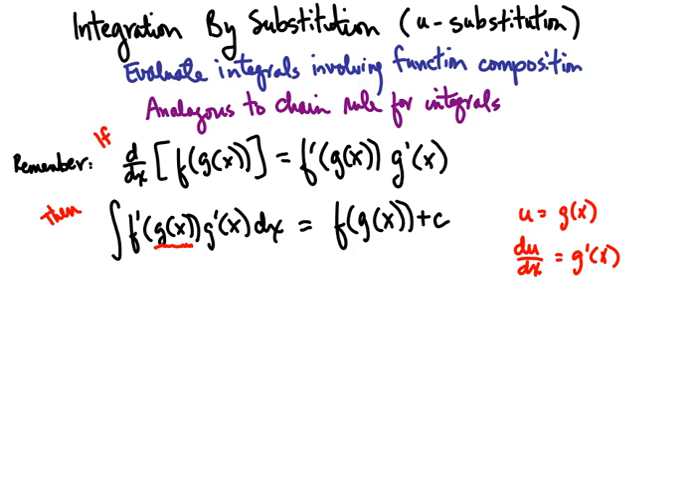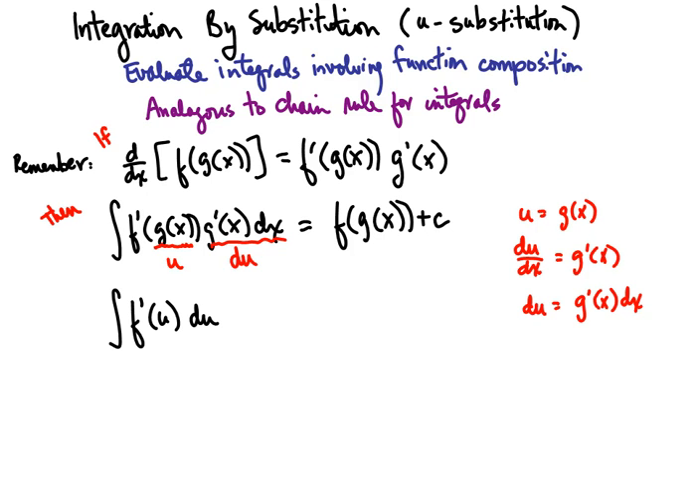And if we solve for du, now notice back in the original integral of f prime of g of x times g prime of x dx, we now have g prime of x dx is equal to du. And if g of x is equal to u, we have now simplified that big long expression, f prime of g of x times g prime of x dx, down to just the integral of f prime of u du.